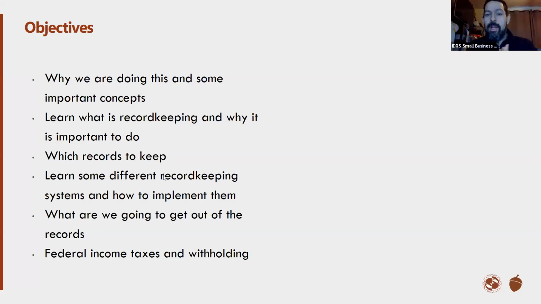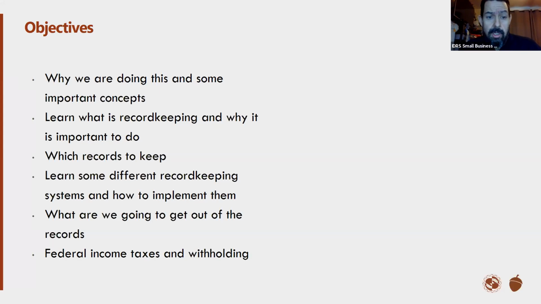Let's see here. Okay, so objectives. So why are we here today? I've got you some of the introductory information, got you going on grants, and some of the information in this presentation is going to be very important to you if you want to apply for those grants. So some of the things you're going to learn today.